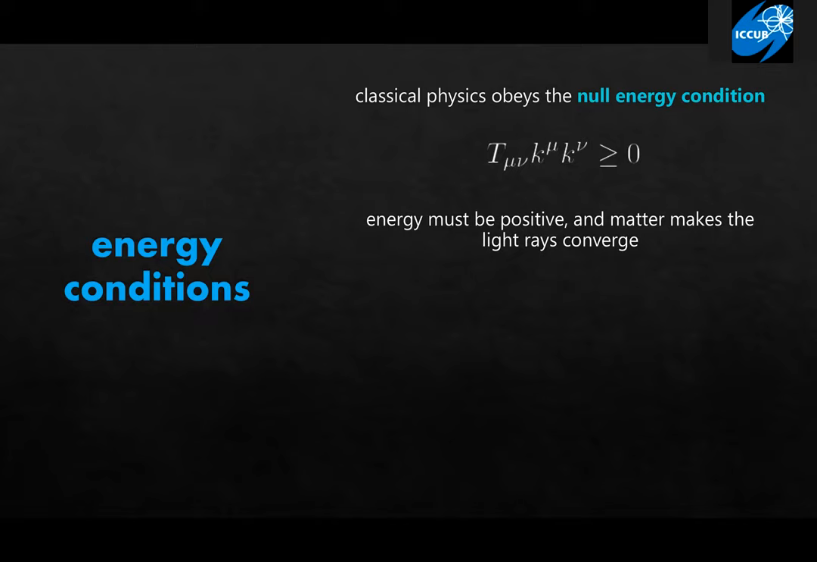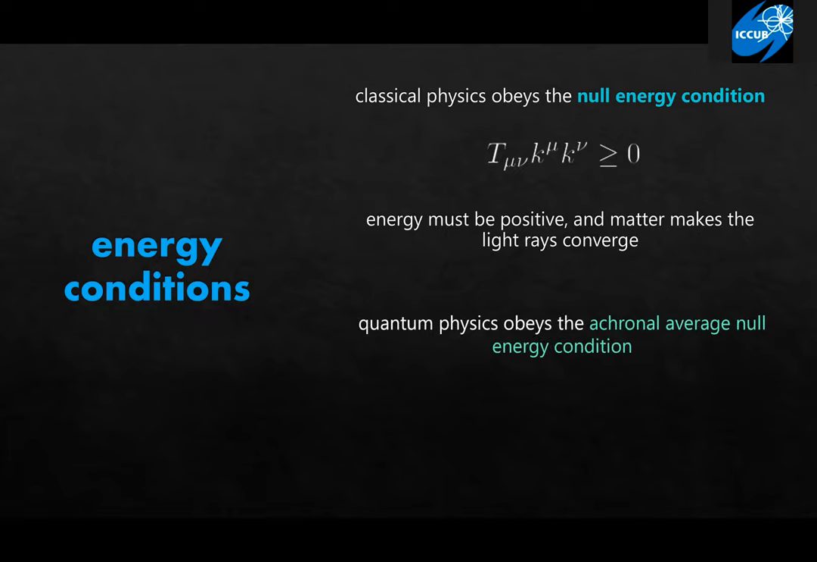Gravitational field is attractive. And just like, for example, black holes make light bend when it goes near them, we see that all matter is going to make the light rays converge to each other. So classical matter, light rays converging. So this is for classical physics.